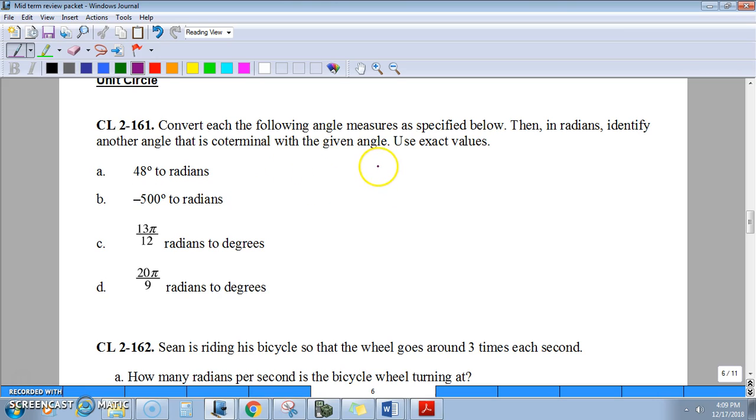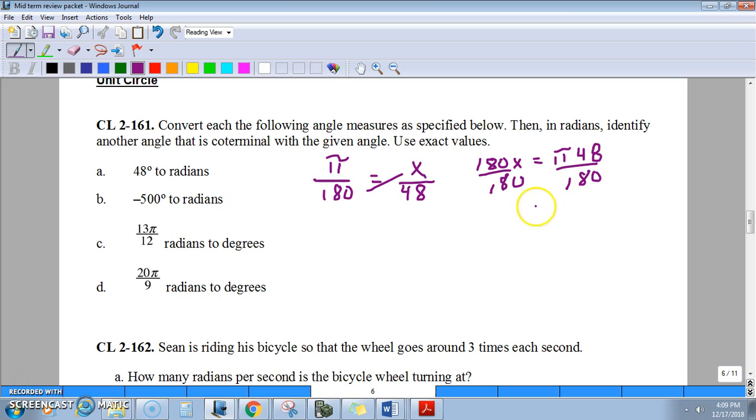48 degrees to radians. So just always start off. I know that pi radians is equal to 180 degrees. So I have 48 degrees, and x is going to be where my radians are. Then I just cross multiply, so x times 180 equals pi times 48. Then divide both sides by 180. So x equals, and when we have radians, we're just going to want to keep the pi there.